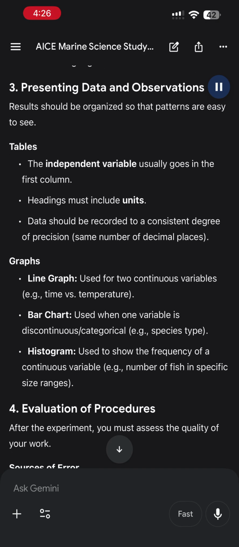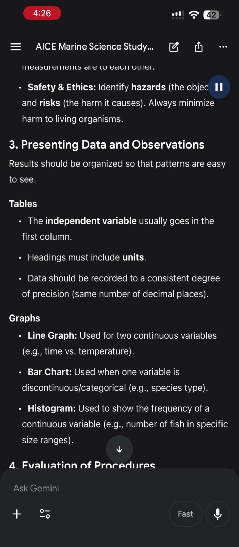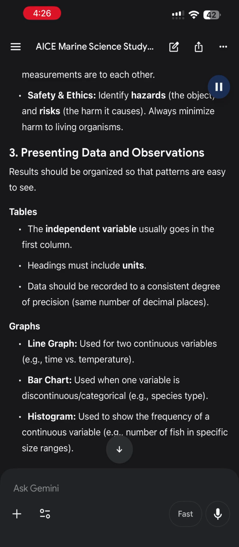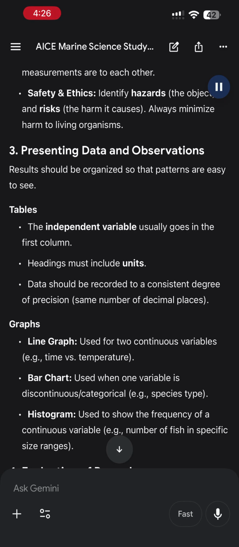3. Presenting data and observations. Results should be organized so that patterns are easy to see. Tables. The independent variable usually goes in the first column. Headings must include units. Data should be recorded to a consistent degree of precision, same number of decimal places. Graphs. Line graph, used for two continuous variables, e.g., time versus temperature. Bar chart, used when one variable is discontinuous/categorical, e.g., species type. Histogram, used to show the frequency of a continuous variable, e.g., number of fish in specific size ranges.